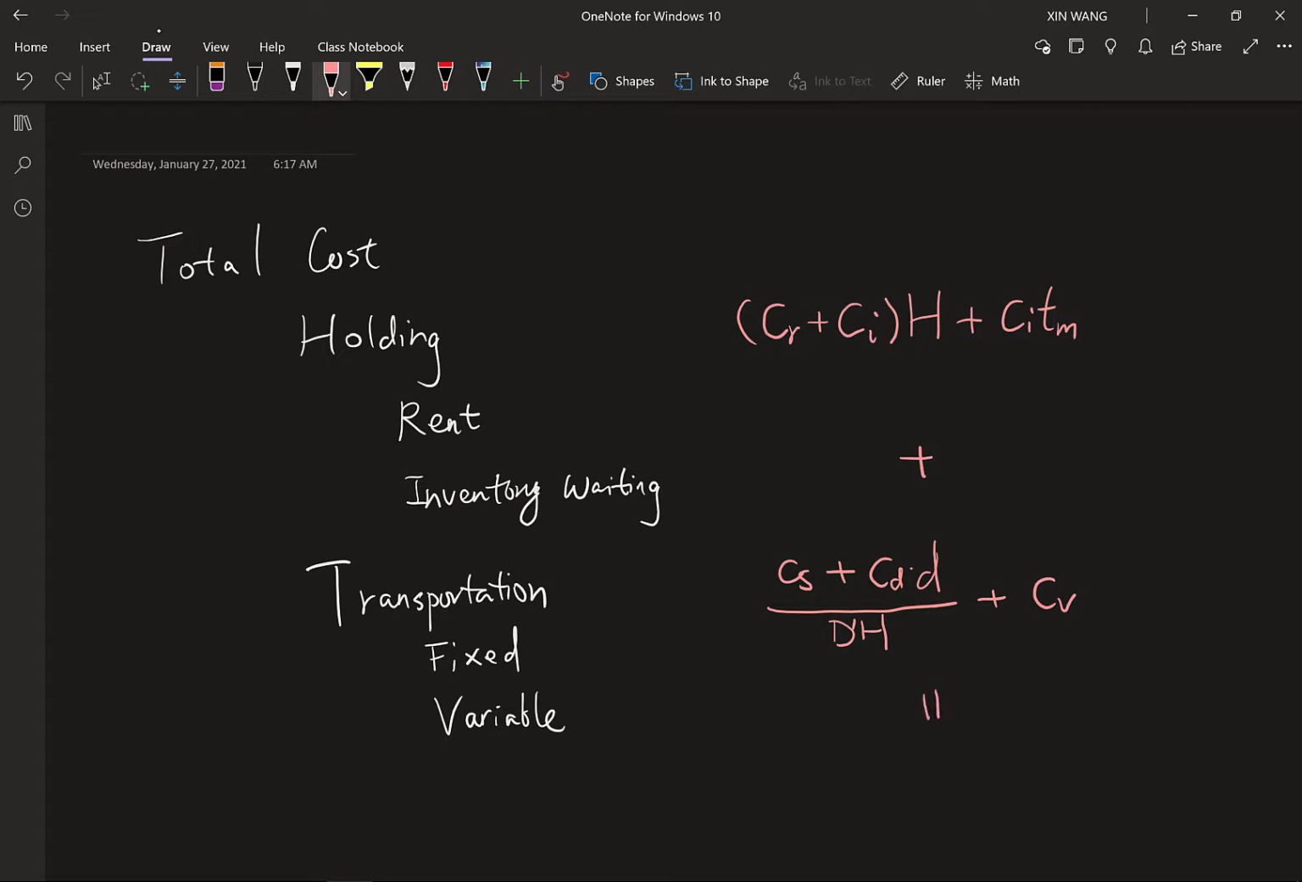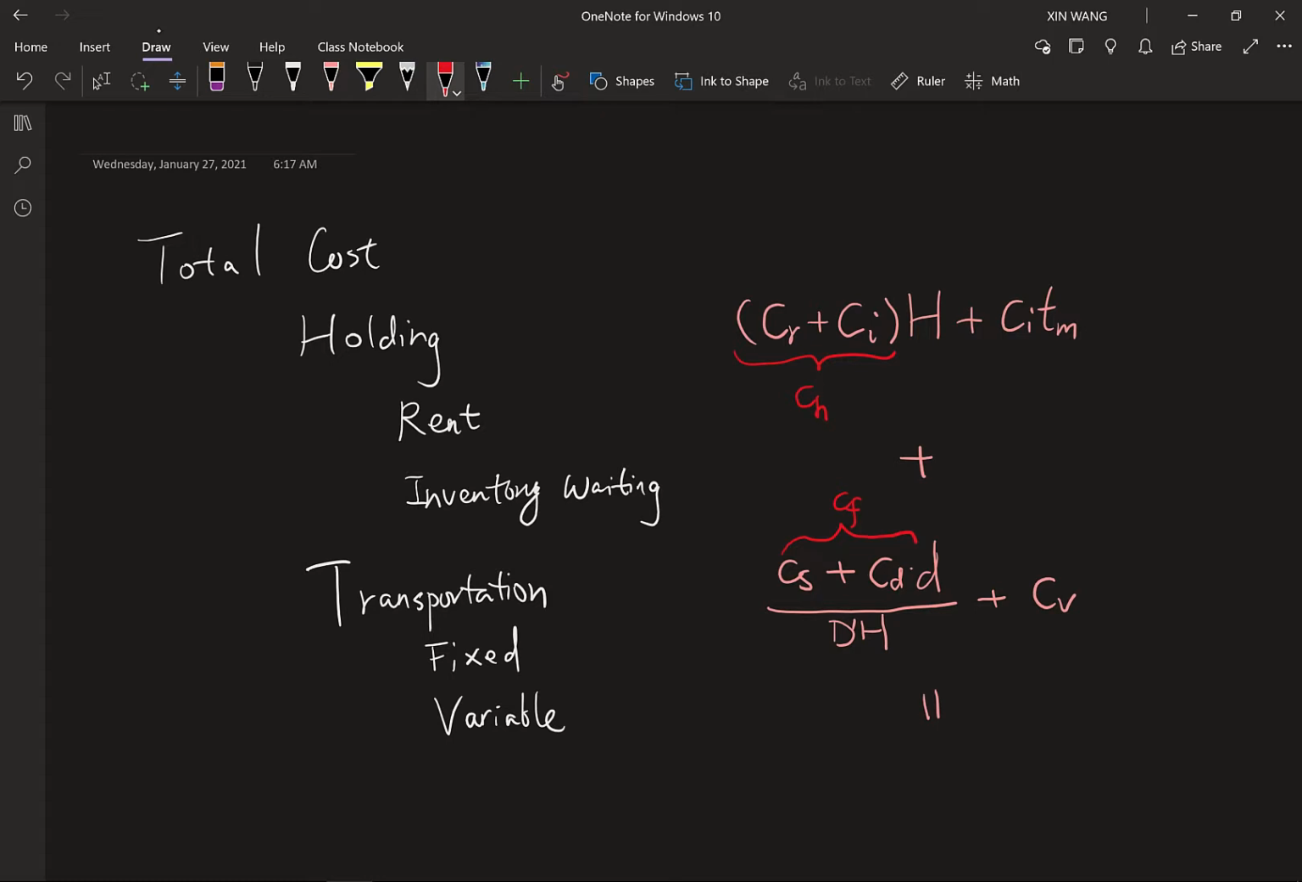So for notation convenience, sometimes we define this as the holding cost, and then we define this as the fixed cost. Okay, so we can have our formula.